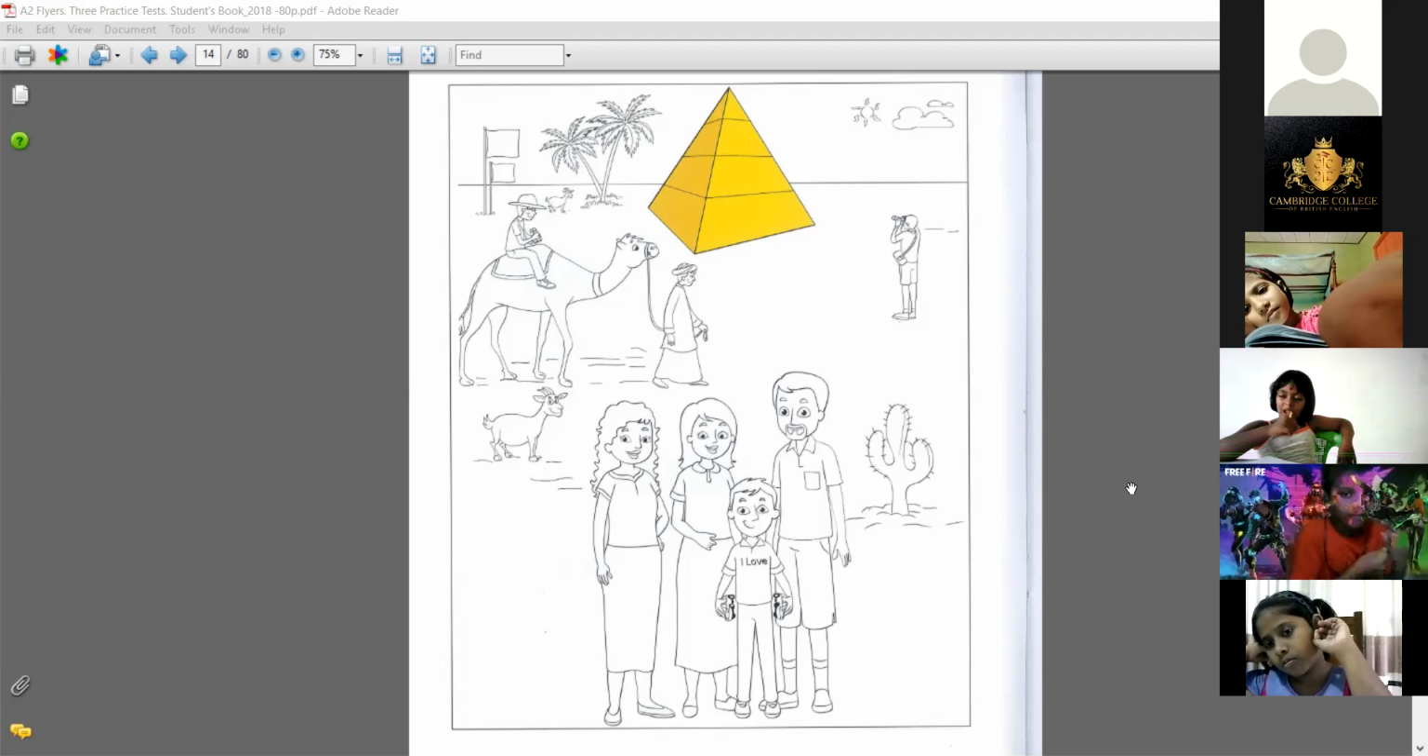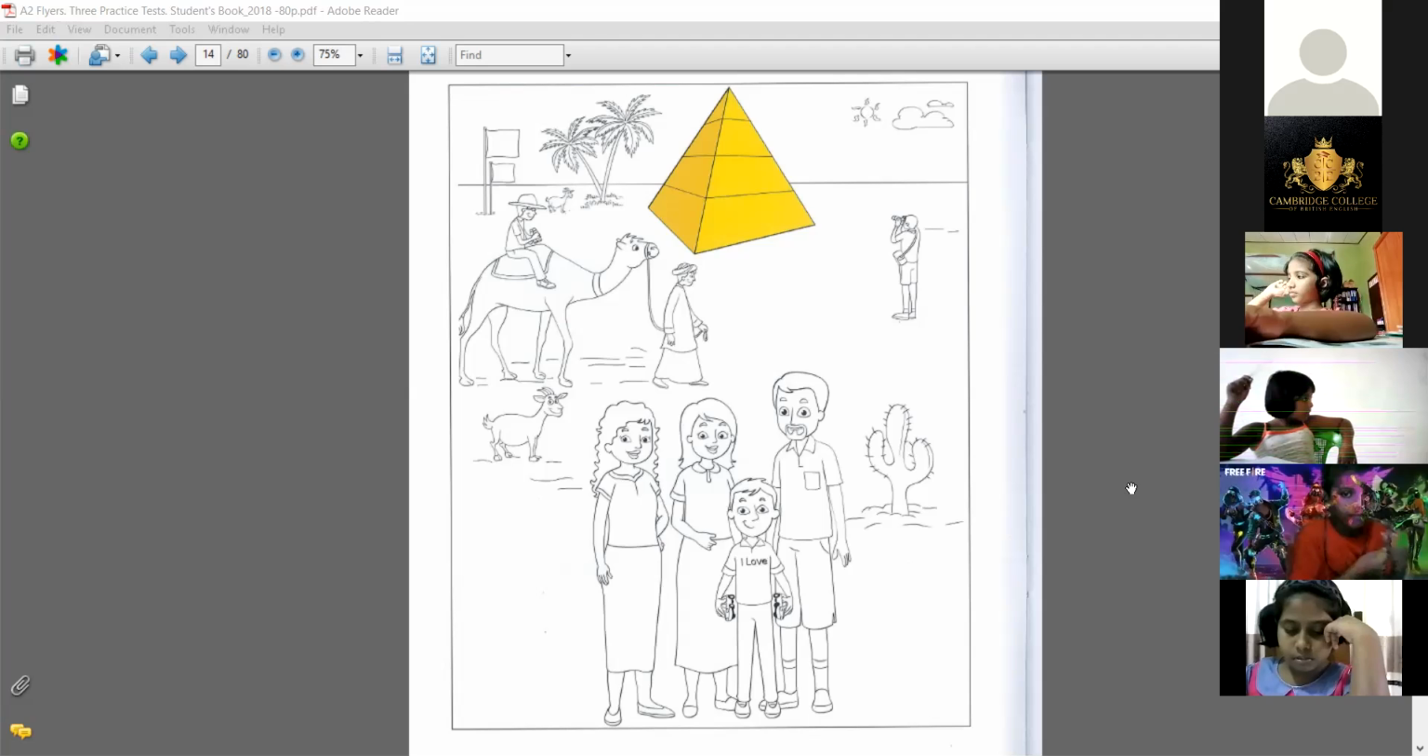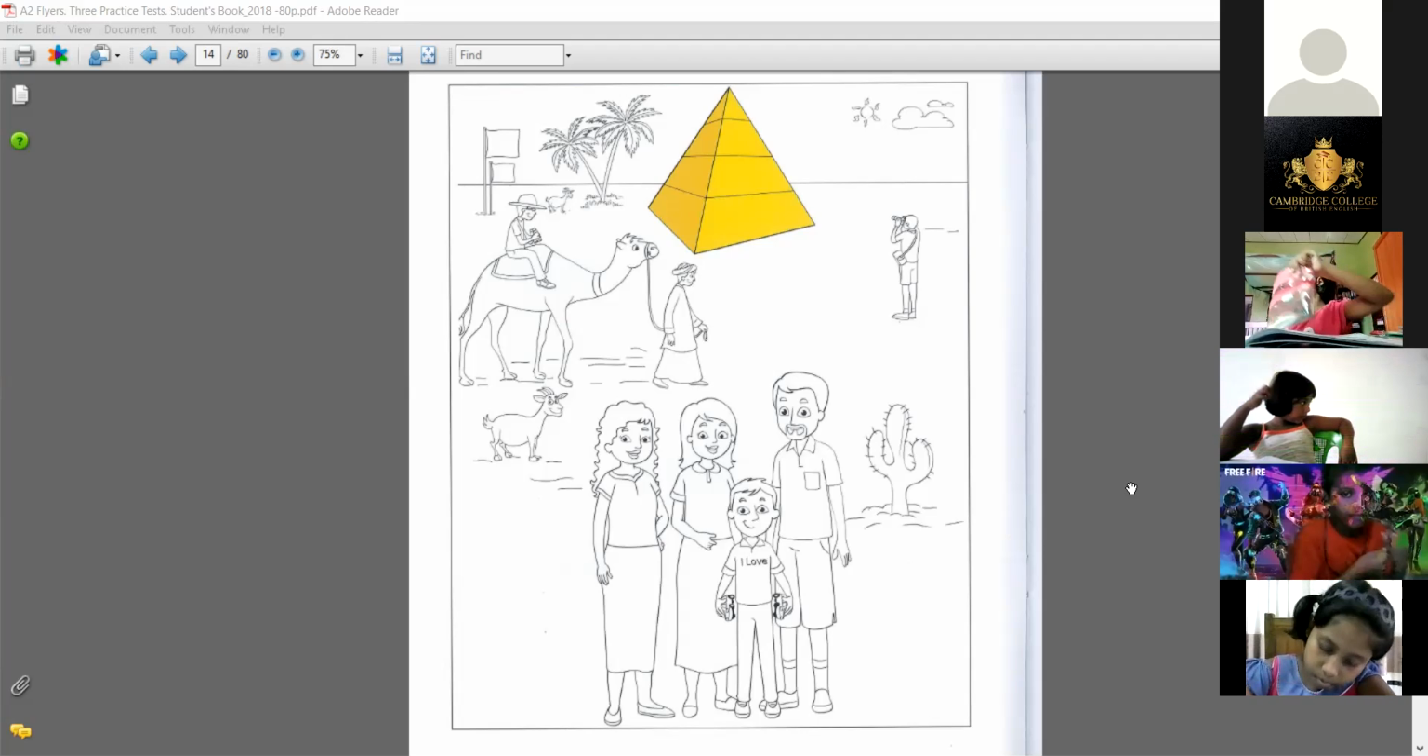And last, would you like to color one of the goats? Yes, but which one? The one in front of the camel? No, don't color that one. Color the one at the back, under the flags. What color shall I use? I think red is a good color for that goat. Yes, the picture looks good now, doesn't it? Yes, it does.